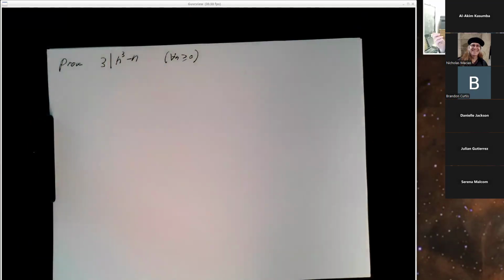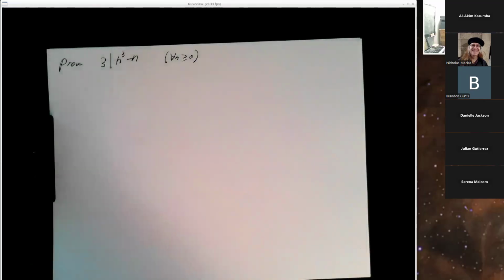Well, is that true? I don't know. Never really thought about it. 5 cubed is 125. Minus 5 is 120. That's a multiple of 3. 3 times 40. 4 cubed is 64.